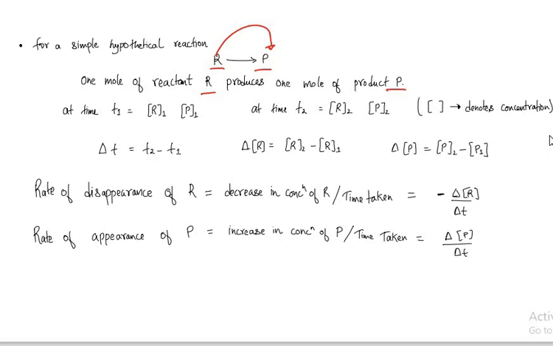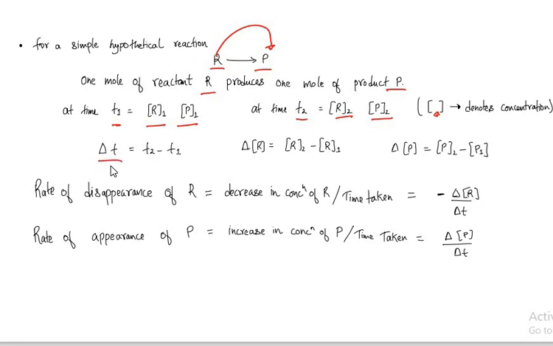So at time T1, let us say the first time T1, [R1] is the concentration of reactant at time T1 and [P1] is the concentration of product at time T1. Similarly, [R2] is the concentration of reactant at time T2 and [P2] is the concentration of product at time T2. These square brackets denote concentration.